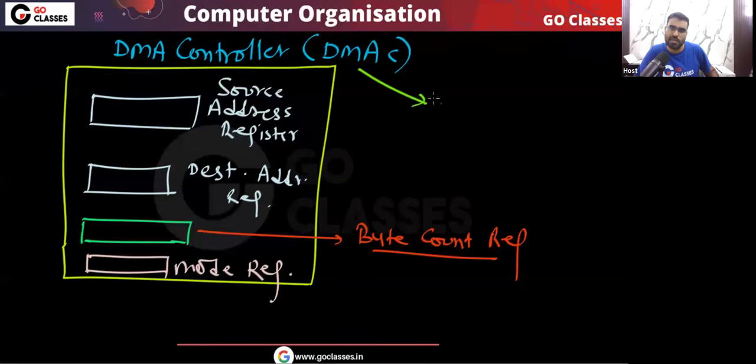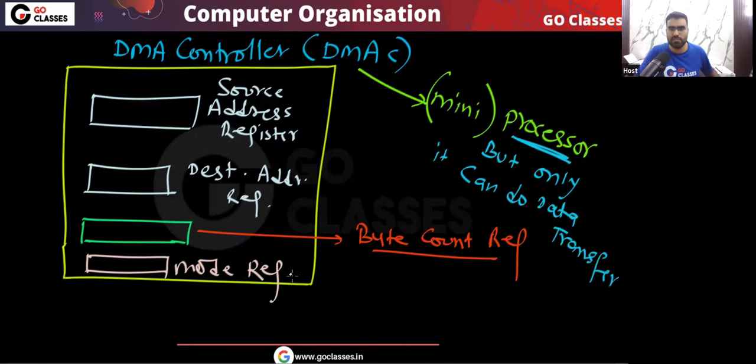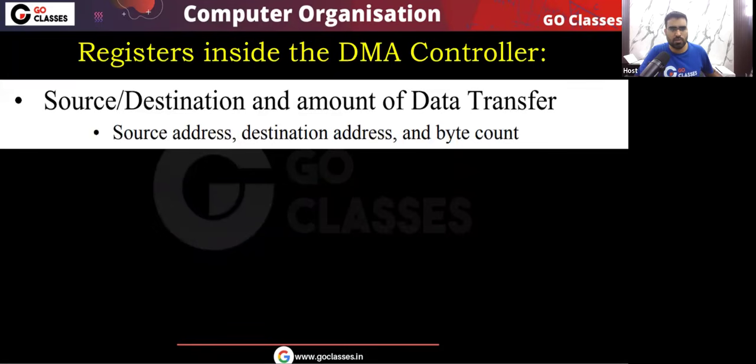Remember, the DMA controller is a mini processor. You can consider that this itself is a processor, but only for data transfer. It cannot do arithmetic or logical operations. It can only do data transfer. So remember, this is also a processor. Very simple. I hope this point is clear.